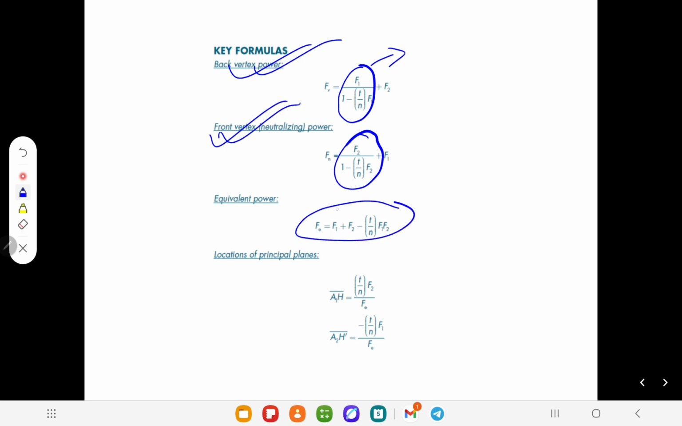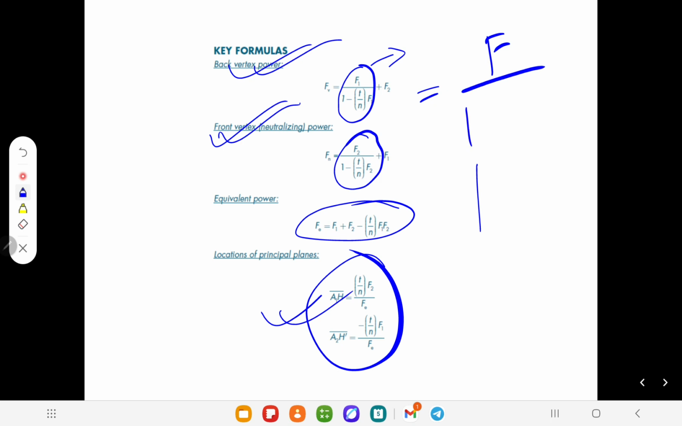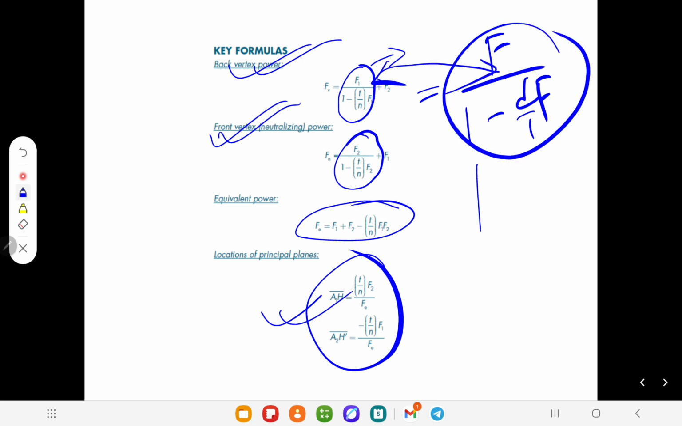Equivalent power: we replace the whole system with one power, and that is how much power it is. So it's called equivalent power. The location of the principal plane, I already told you, you can use this formula to locate it. And effectivity, you must understand, and I have told you, to change from spectacle to contact lens, F minus F divided by 1 minus dF. So d is in air, that's why we don't use n, isn't it? This equation and this equation are the same. So both equations are downstream version equations, centrally important to understand.